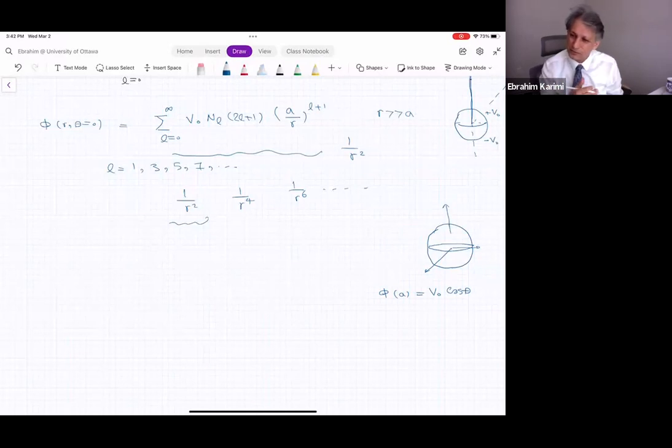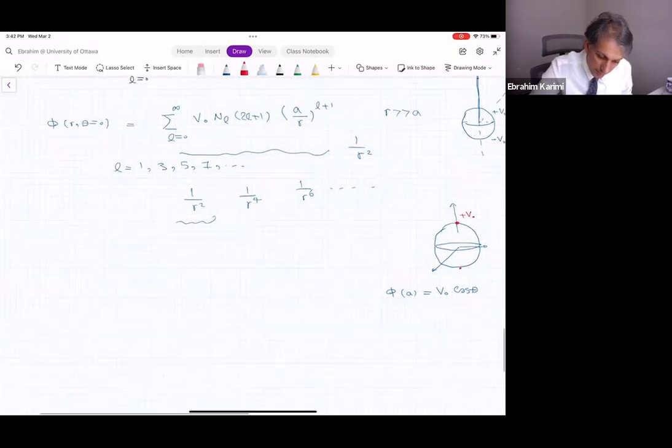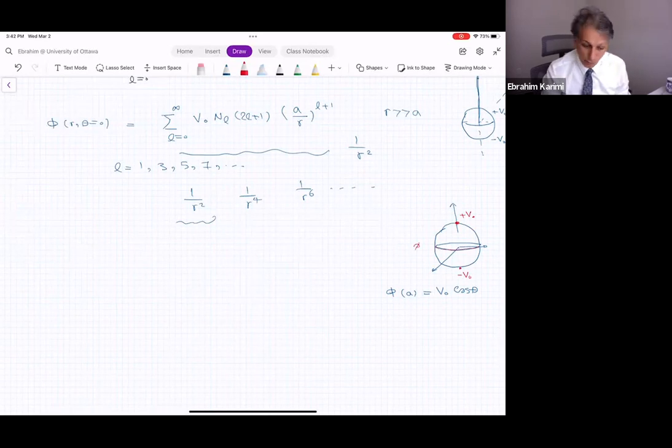It's very similar to the previous problem, right? Because when theta is equal to 0, that will be plus V0. When theta is equal to pi, the potential here will be minus V0. And at the equator there will be 0 potential. At the angle of pi divided by 4, that will be V0 divided by square root of 2, and here it will be V0 with the negative sign divided by square root of 2.